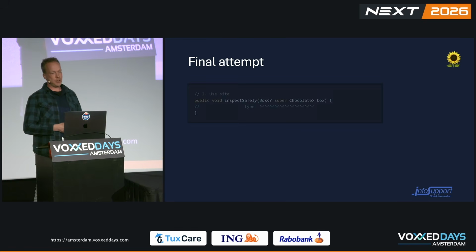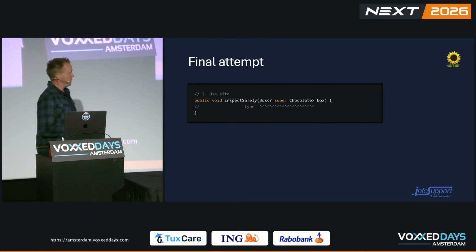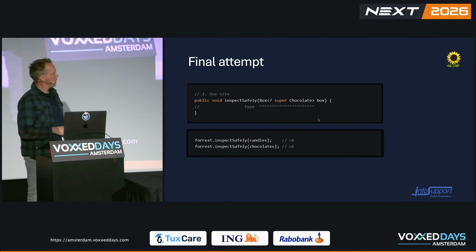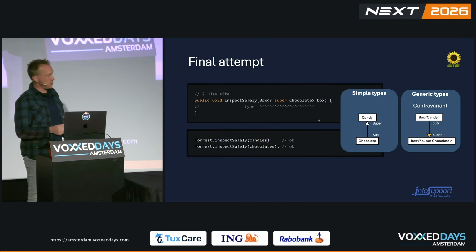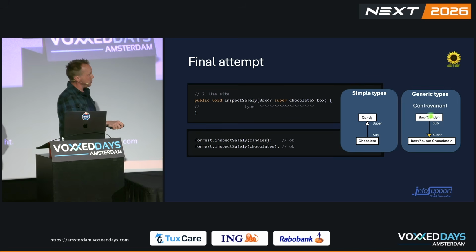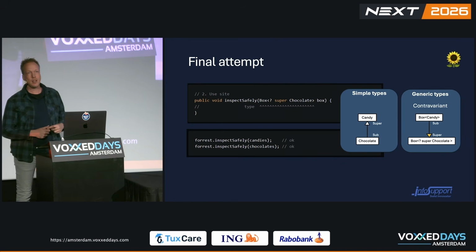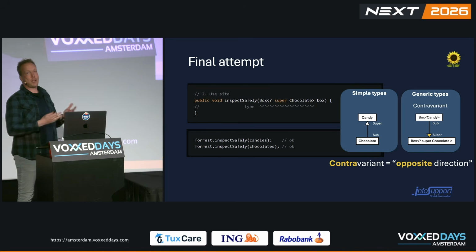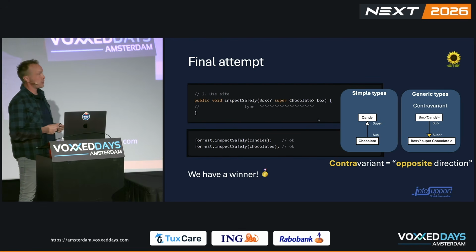So the final attempt we take is, we take this syntax, we say inspect safely a box of anything of chocolate or above chocolate. And we can still pass candies and chocolates to it. So in this case, we can replace a box of candy where this thing is expected. And as you can see in the diagram, the arrow is reversed compared to the left-hand side. That's why we call this contravariance, opposite direction. We have a winner. This is the piece of code that Forrest needs.